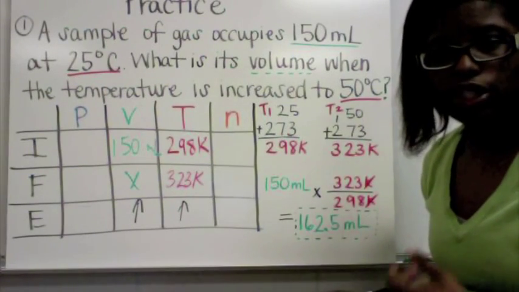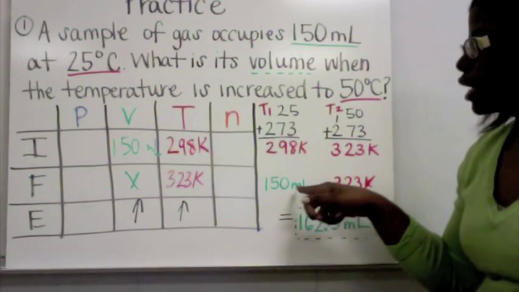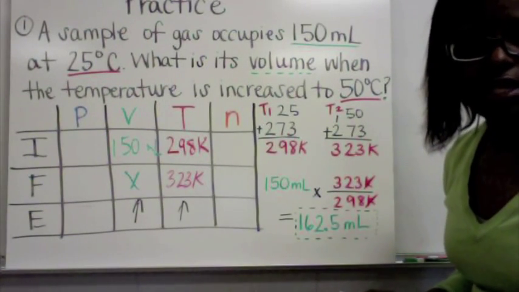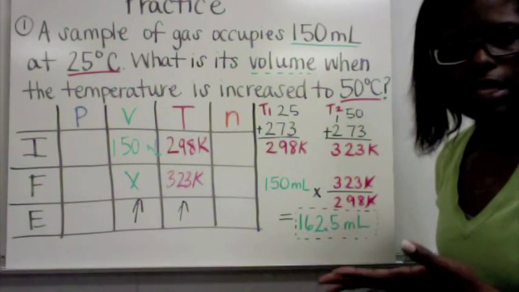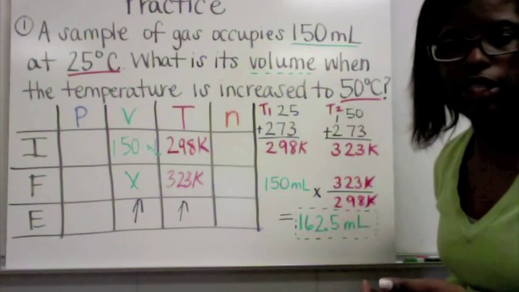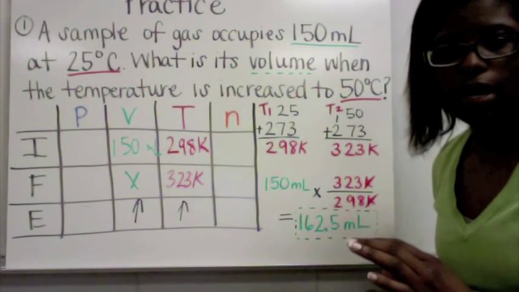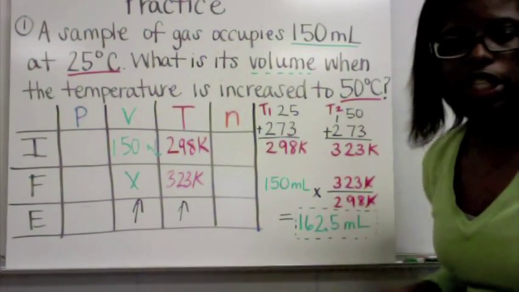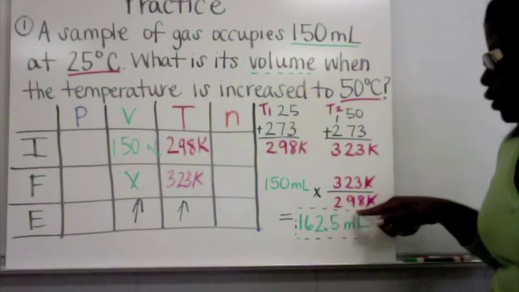So we're going to set up a proportion to solve this. We start with what's given, which is 150 milliliters, because we also want to solve for milliliters. Remember, when you're setting up proportions and you want your answer to increase, the bigger number is going to be the numerator, and the smaller number goes at the bottom as the denominator. If you wanted to decrease your answer to become a smaller number, you would put your big number at the bottom as the denominator and the small number as your numerator. Here we want our answer to increase, so we have our big number up top: 323 is the numerator, and 298 is the denominator.